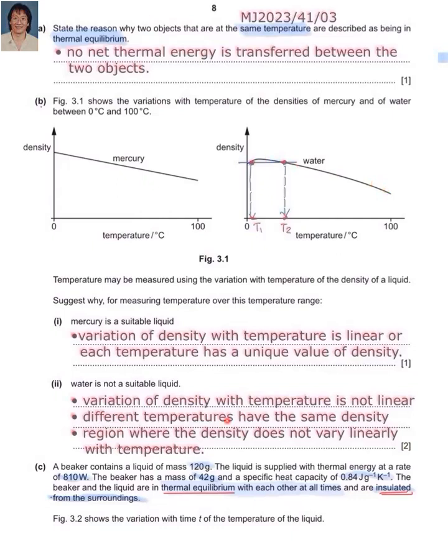Different temperatures have the same density. The density at T1 is the same as the density at T2 for water. And then there is a region where the density does not change linearly with temperature. You can see that the graph is not a straight line.